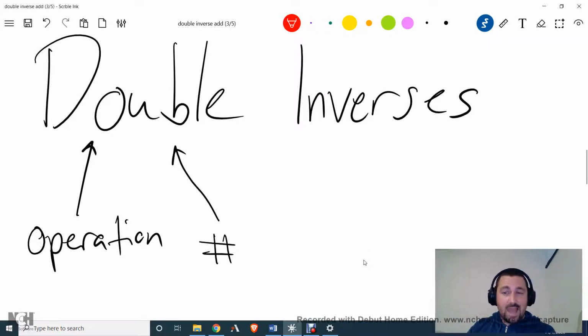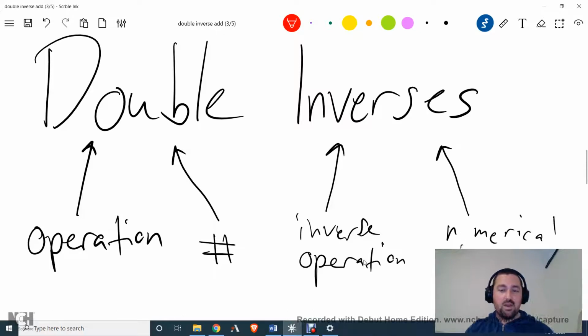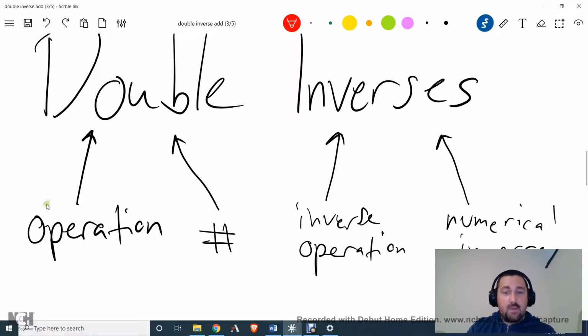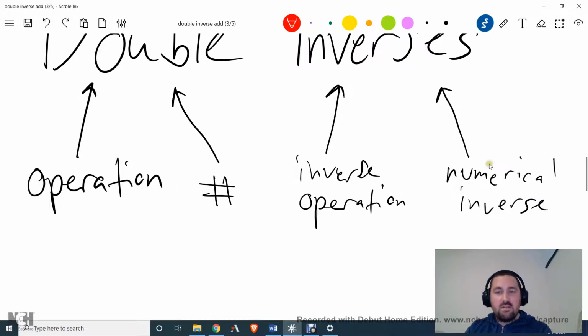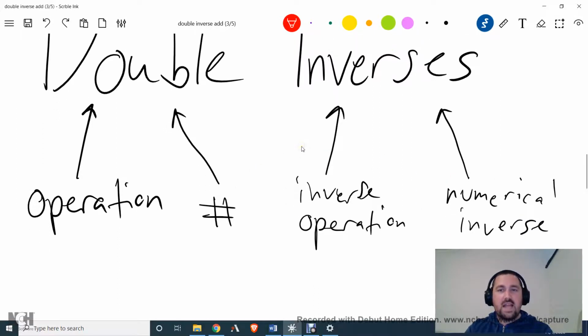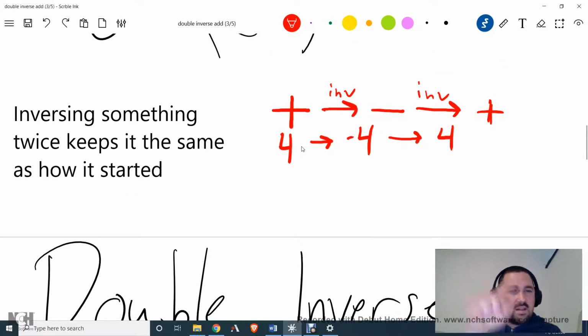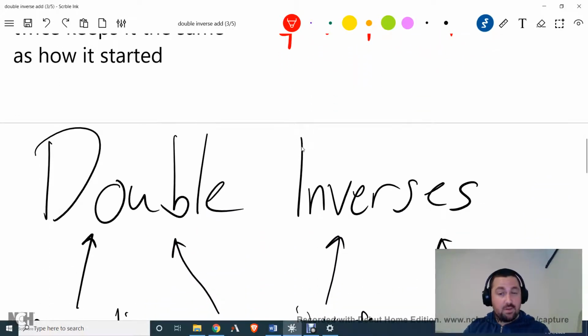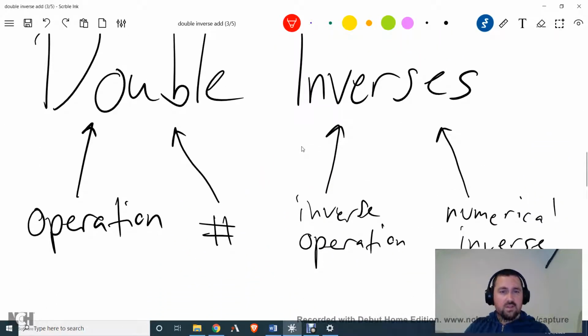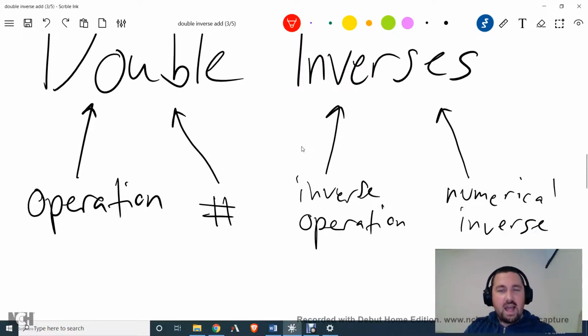But they really have to be paired off. So we're going to use the inverse operation of the operation. We're going to use the numerical inverse of the number, and we're going to see how this creates, like we said, something that's the same as how it started, or in this case, the same value. So double inverses means operation inverse, numerical inverse. Let's see what we mean.